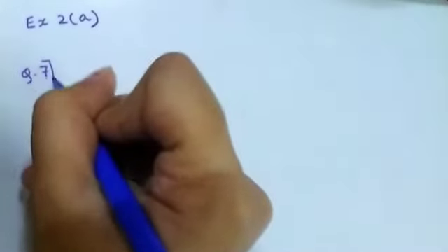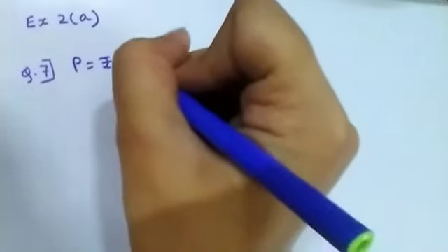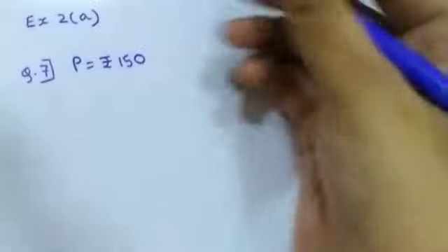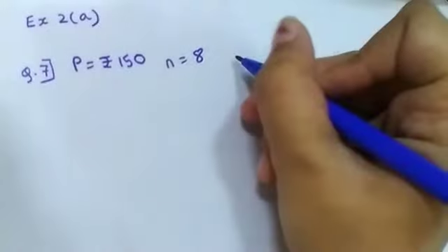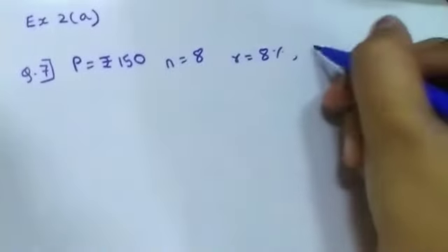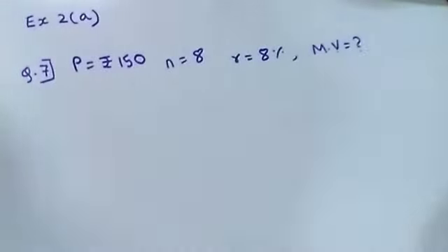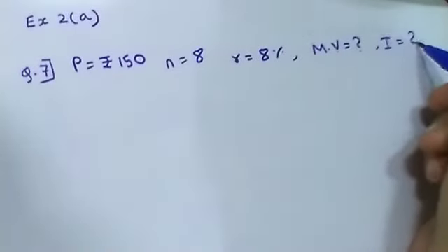Now let's start with question number 7. Question number 7 says, Amit deposited rupees 150 per month. Therefore, principal equals rupees 150 for 8 months. Therefore, n equals 8. What will be the maturity value of his deposits if the rate of interest is 8%? Therefore, we have to find MV equals question mark, and we also have to find the interest, I equals question mark.